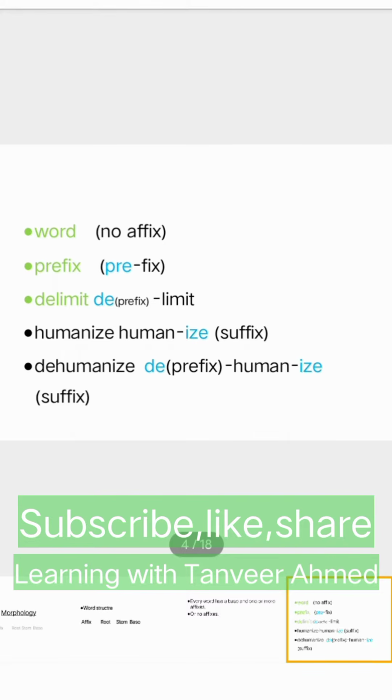Let's take the example "delimit". D is a prefix and "limit" is a main word that's called root, that is meaningful. "Humanize" contains one suffix, and "dehumanize" contains D and "ize". It means it has both prefix and suffixes.